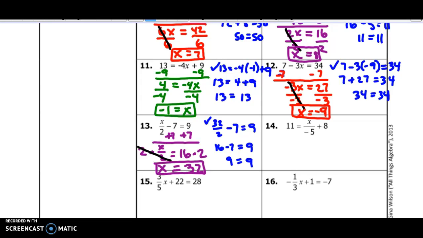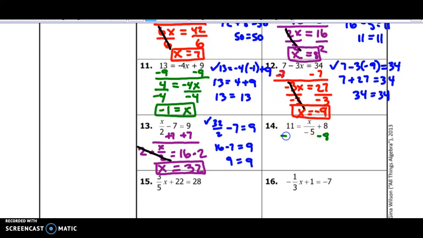On number 14, same process, a little different look. Again, my x term is on the right side of the equation, but that doesn't change anything. I still have to undo addition and subtraction first. So the first number I'm going to get rid of so that x can be all alone is this plus 8. So to get rid of a plus 8, I'm going to do the opposite, which is minus 8.